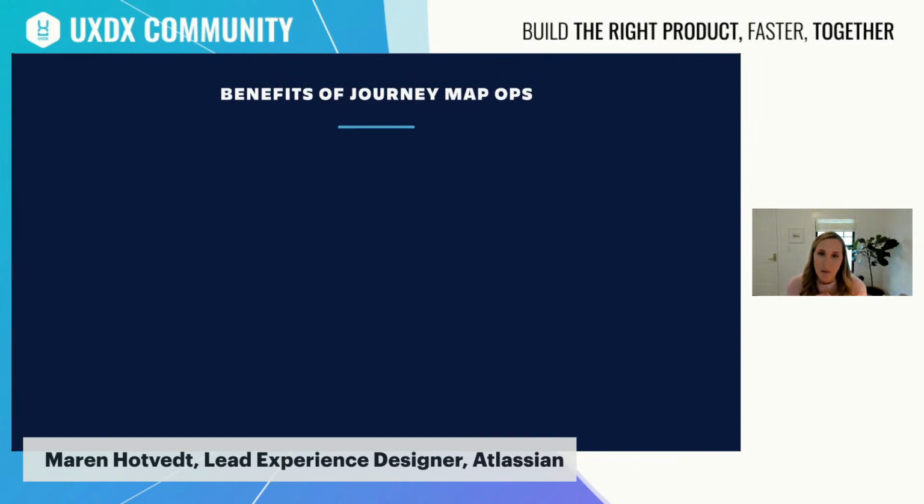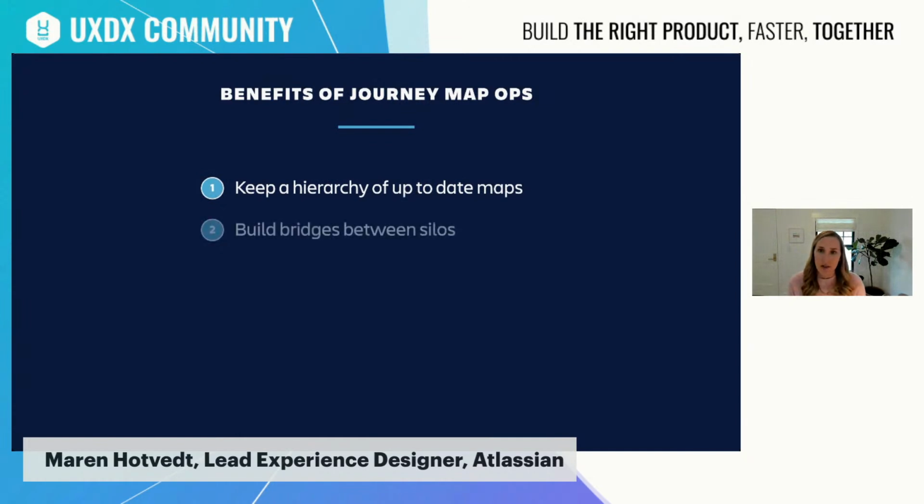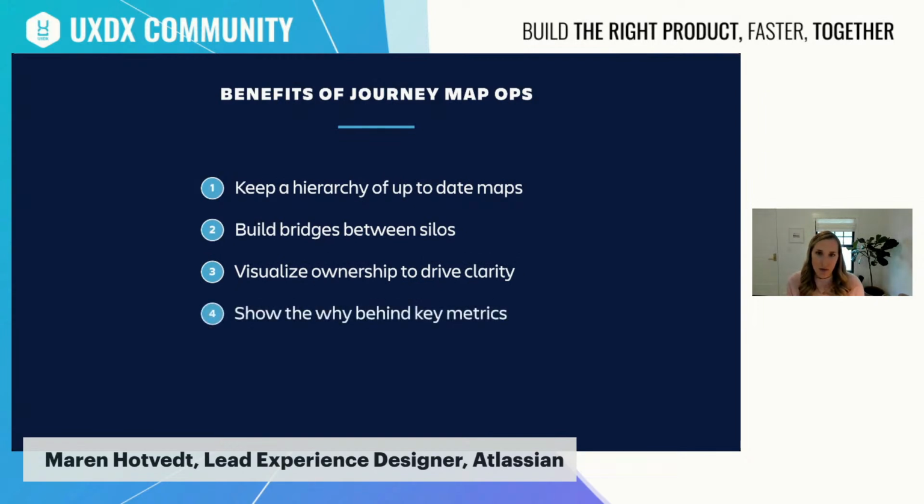So with Journey Map Ops, you can keep a hierarchy of up-to-date maps. You can build bridges between silos. So those silos could be teams, it could be disciplines like engineering, PM, design. You can visualize ownership to drive clarity. You can show the why behind key metrics. So explain why metrics are moving one way or the other when you pair that with a view of the customer experience. And you can easily access past research and projects and see what you have available and not reinvent the wheel.